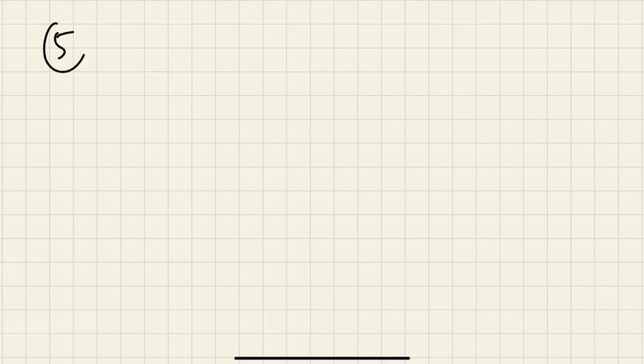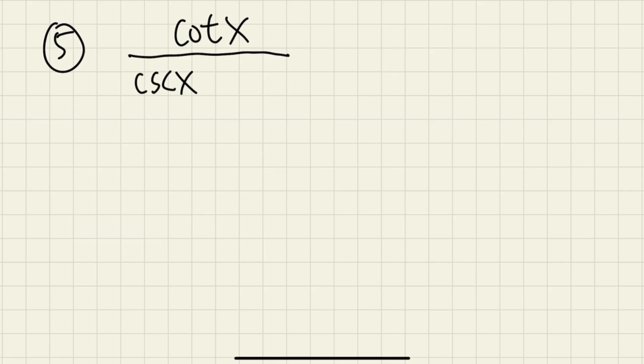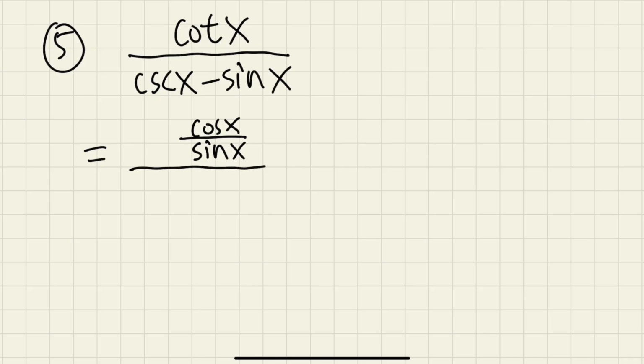Number 5. Here we have cotangent x over, on the bottom, cosecant x minus sin x. And let's do the same thing. For cotangent x, that's equal to cosine x over sin x. And these are the identities that you really have to remember by heart, and you have to know them really well. And then continue. Over cosecant x, that's equal to 1 over sin x, and then minus the sin x.